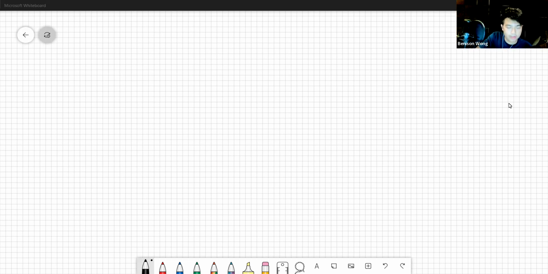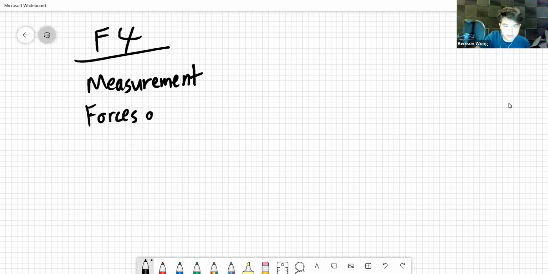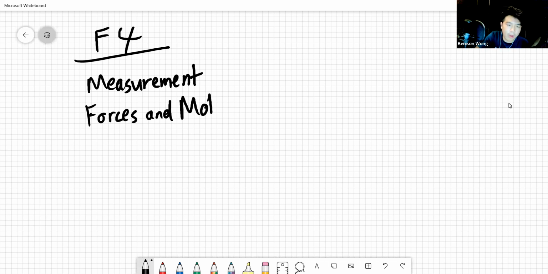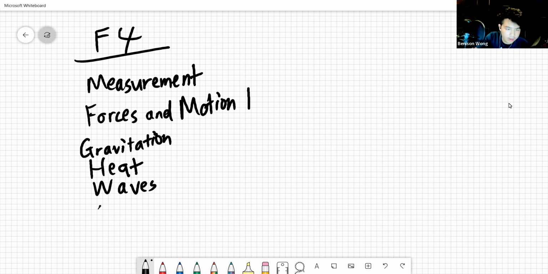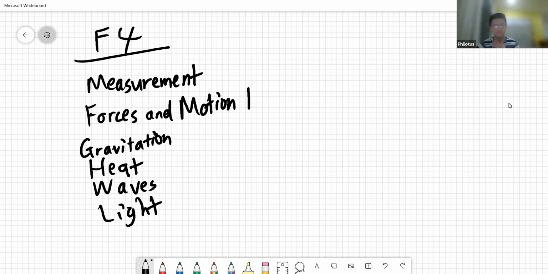what do we have? We have measurement, we have forces and motion, right? Forces and motion, part 1. And then we have gravitation. After gravitation, we have heat. Yes, you're right. Heat. And then we have waves. And then light. Okay, so these are all your Form 4 topics.